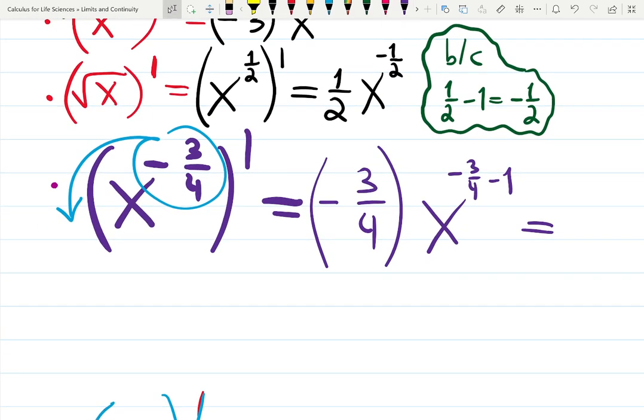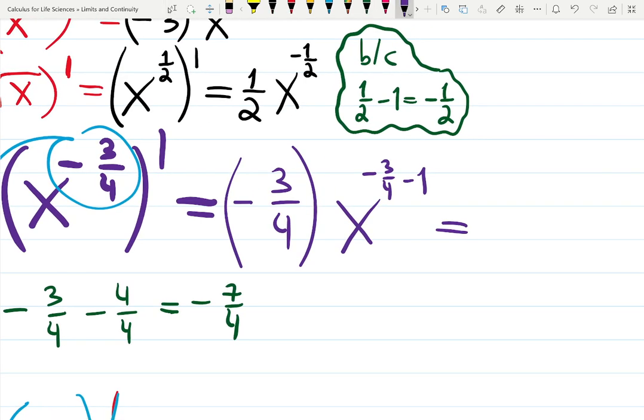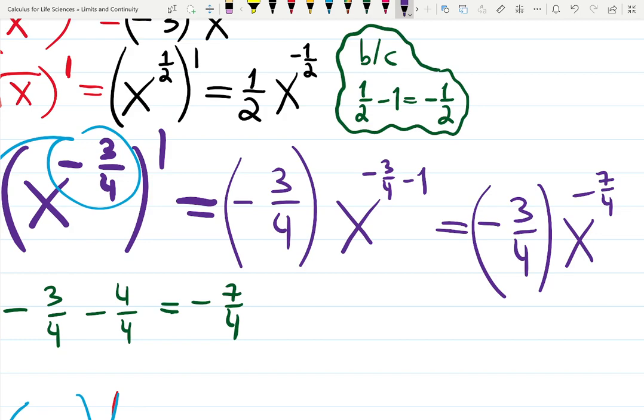This is so bad. Not really. This is how you should see it. Minus 3/4 minus 4/4. 1 can be anything you want. 5 over 5, 7 over 7, 100 over 100. So if you have 3/4, make it 4/4. Minus 3 over 4 and minus 4 over 4 is minus 7 over 4. And this is how you don't make mistakes. Minus 3/4, put parentheses, x to the minus 7 over 4.